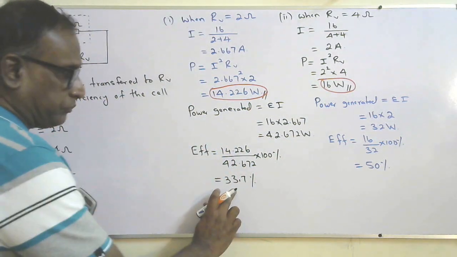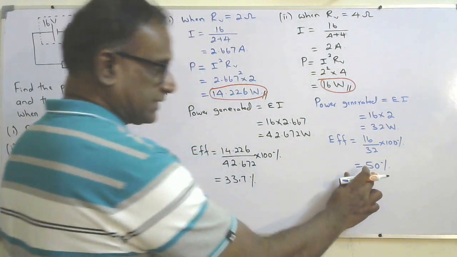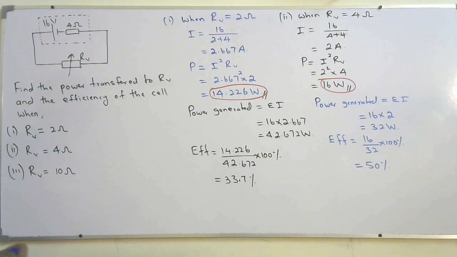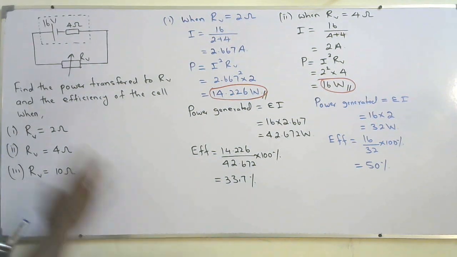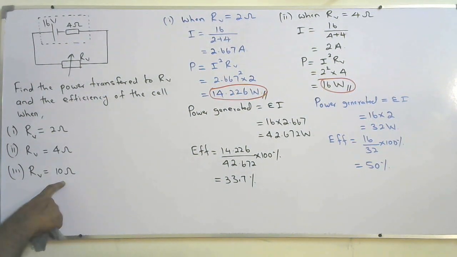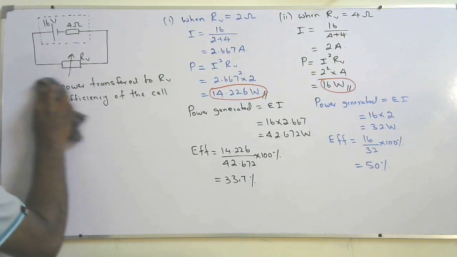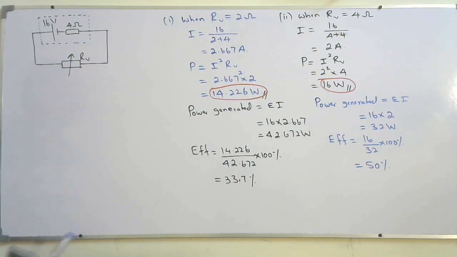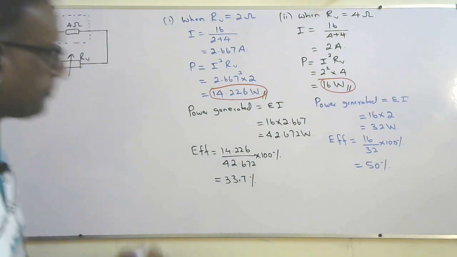It was 33.7%. Now it's 50%, increasing. We'll see what will happen when the external resistance is 10 ohms, which is larger than the internal resistance. So that is the third part, right? So I'll erase this part. We have written the question. So R equal 10 ohms. What will happen? That is the third part.